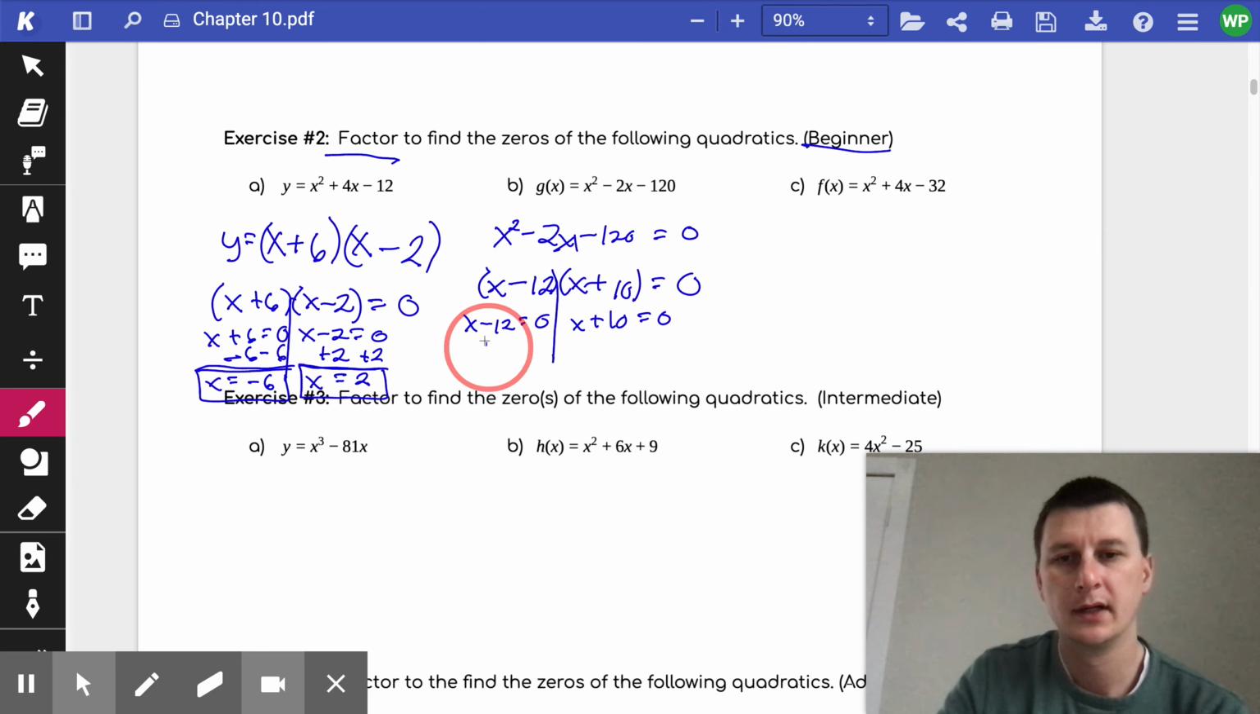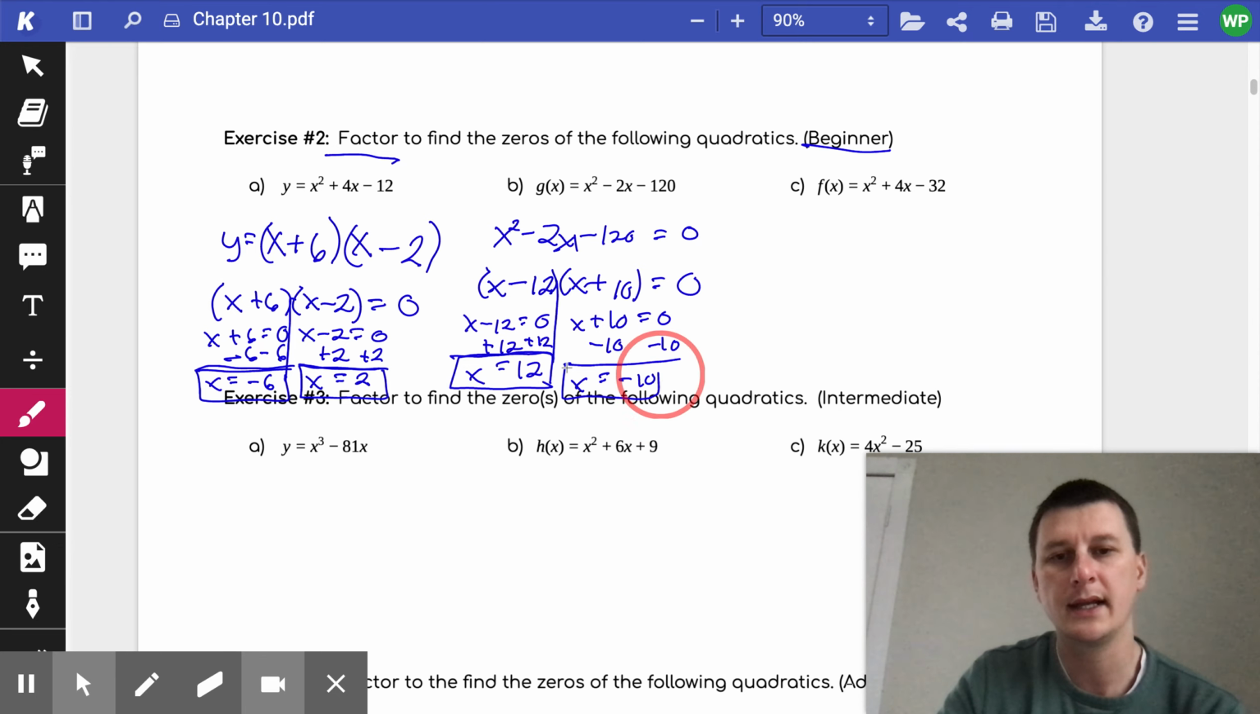All right. On my left side, I'm going to have to add 12 to both sides to isolate x, and I'm going to get x equals 12. And then on my right side, I'm going to have to subtract 10 from both sides, and I'm going to get x equals negative 10. So again, my two zeros of this quadratic are going to be x equals 12 and x equals negative 10.